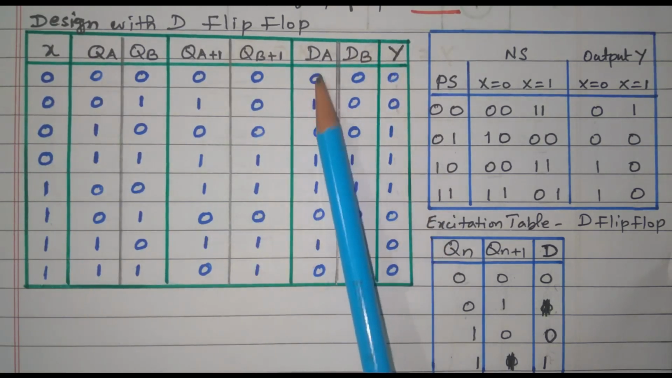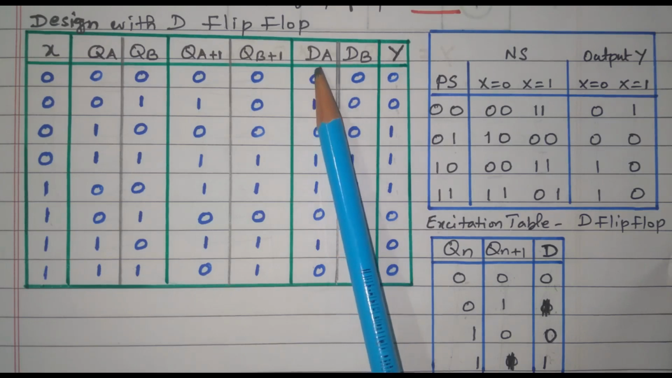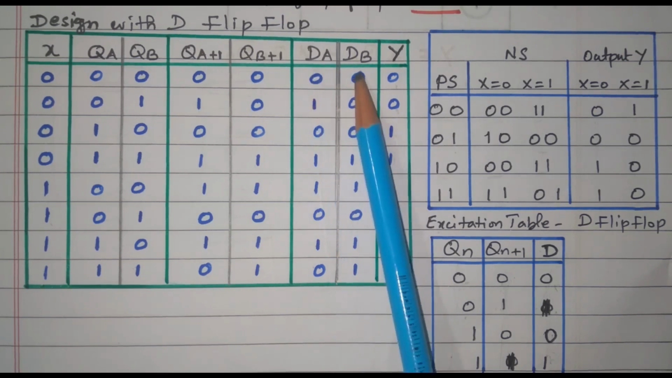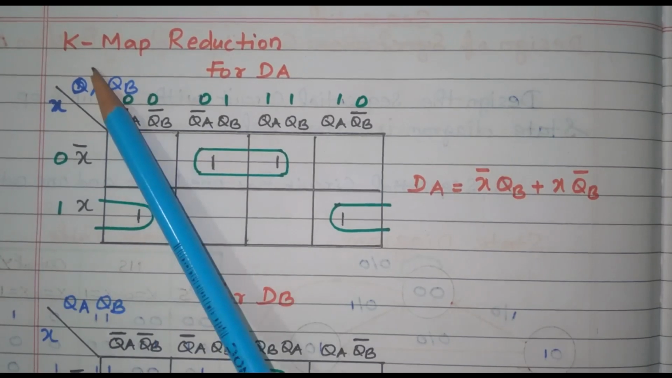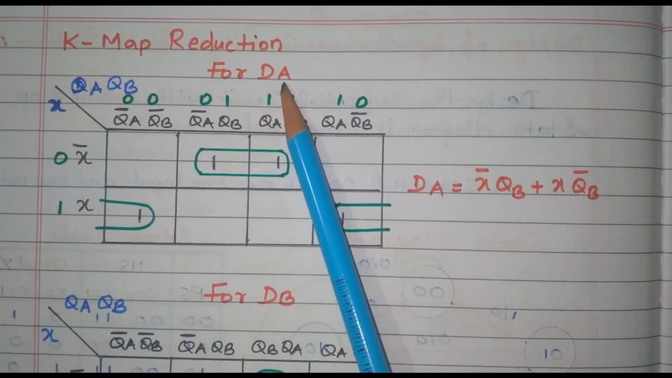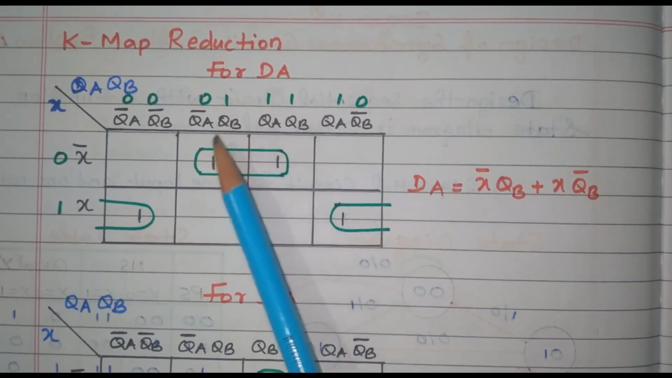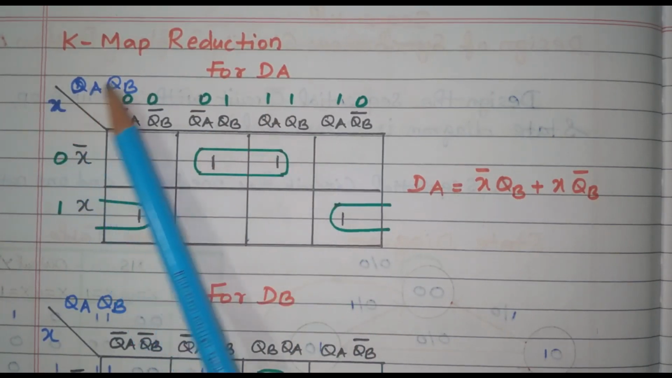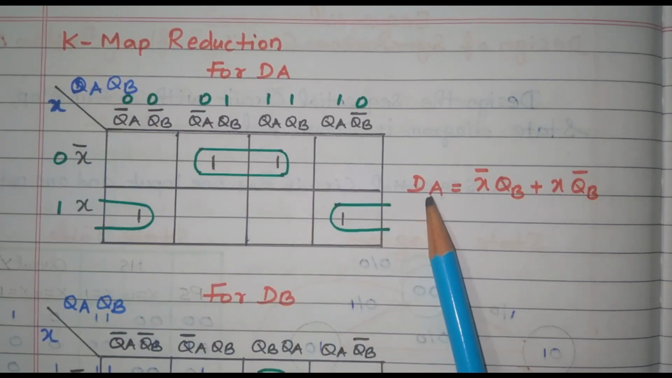Now we need to identify the expression for DA, DB as well as output Y, right. Using the K map, we need to identify the minimal expression for DA, DB and Y. Now we will go to the K map. In the K map reduction, first we will go for DA, the input for the first flip flop, right? This map is drawn with inputs x, qa, qb. X is the input, qa qb is the current state. From that we are going to identify the expression for DA, right?